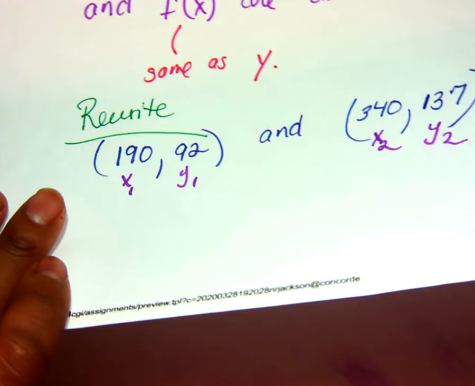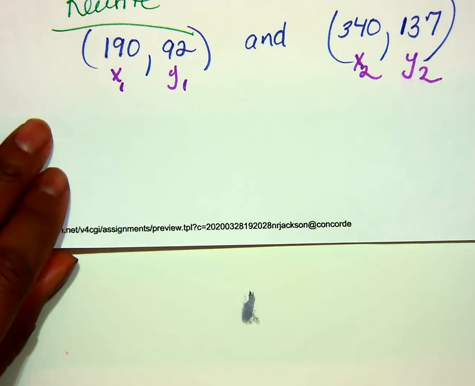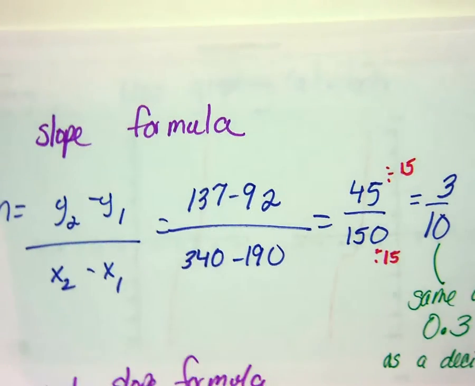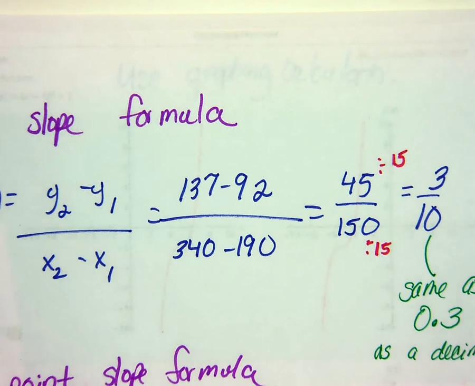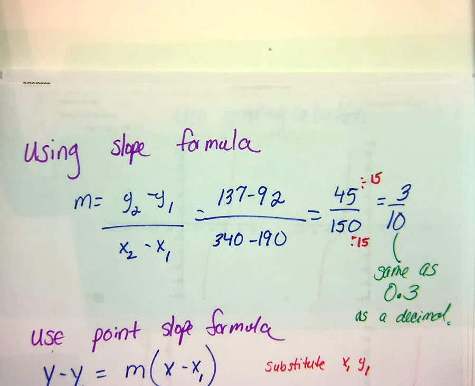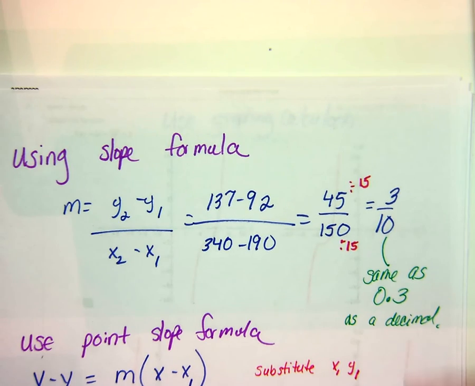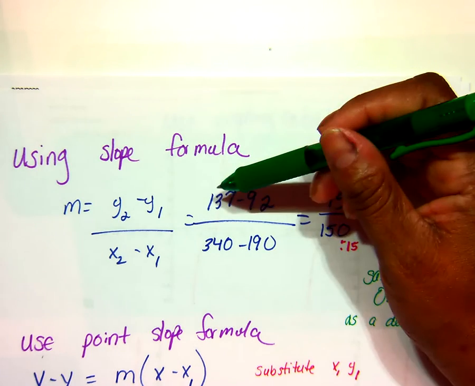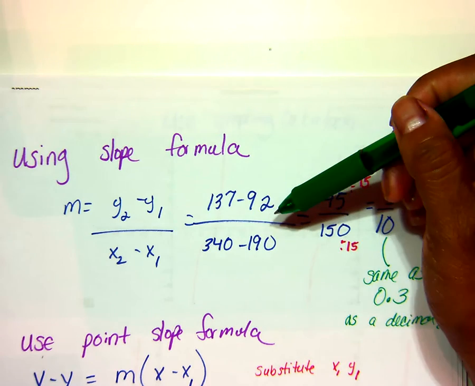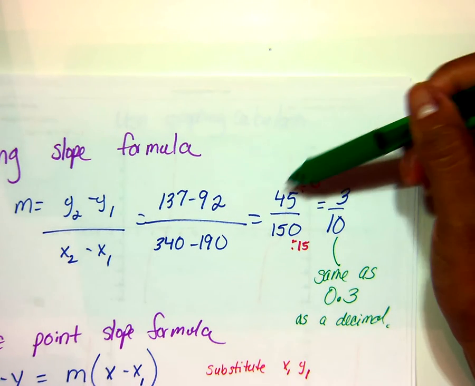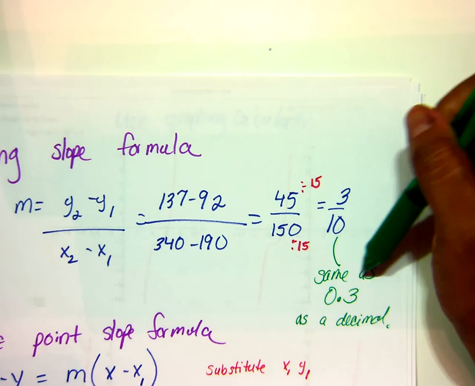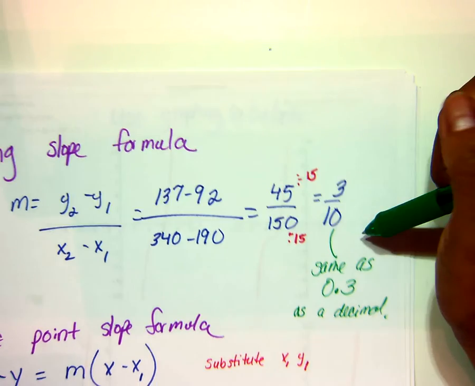So you may remember this from a while back, but we're going to use our slope formula now. So when we're using the slope formula, we're going to substitute our values in. So we have y2 minus 92, then x2 and x1, which is 340 minus 190. That can be simplified by 15, which is 3/10. So 3/10 is the same thing as 0.3 as a decimal.